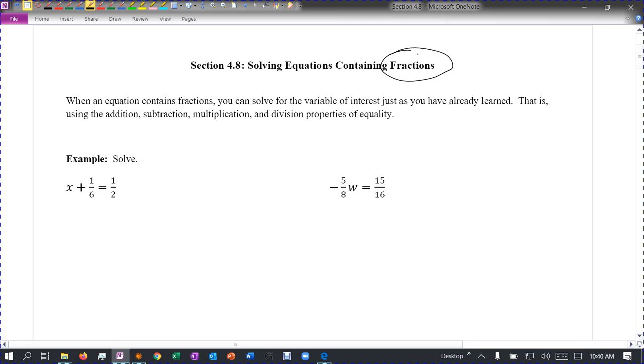So the main idea here is that anytime you see fractions in an equation, what we can do is what's called clearing the fractions. Okay, so that's the main idea here. We want to clear our fractions. And what that means is we are going to first find a least common denominator. I'll explain what that is in a second.